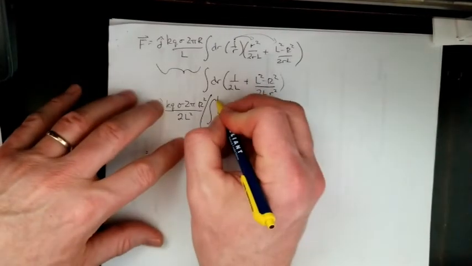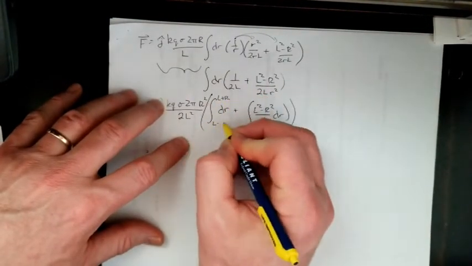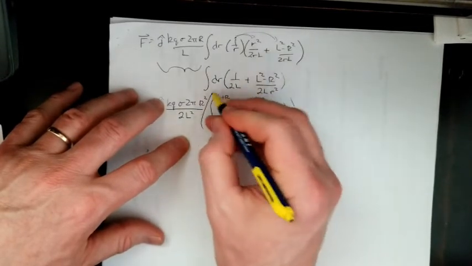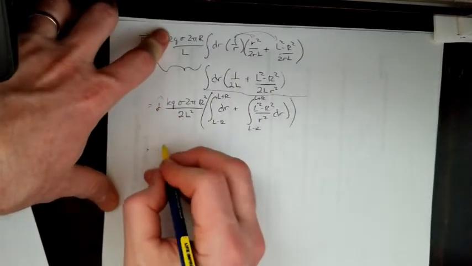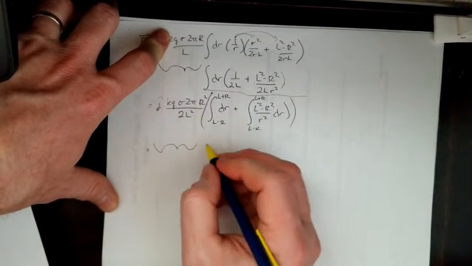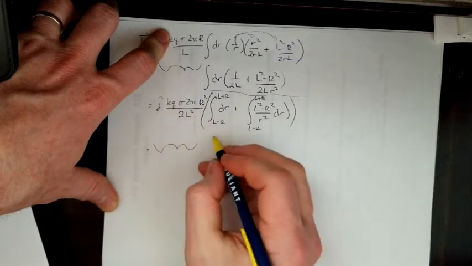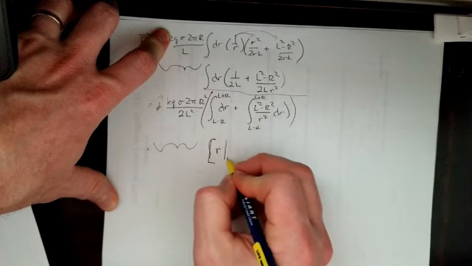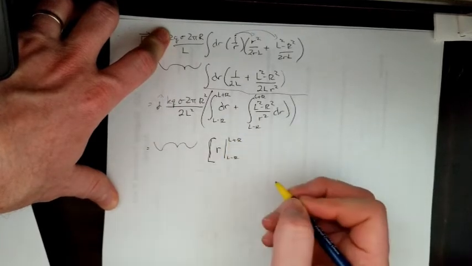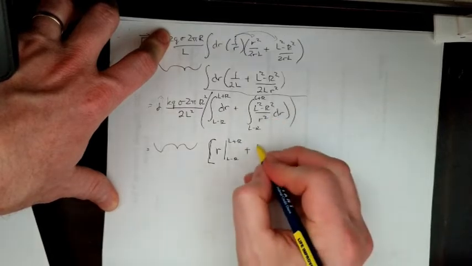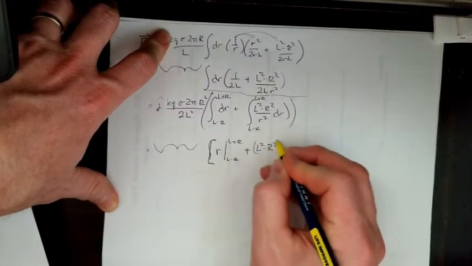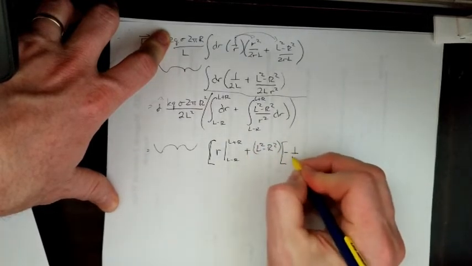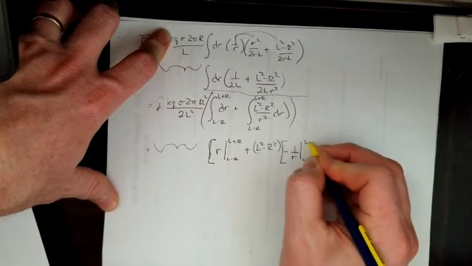And so this goes from L minus r to L plus r. Now we integrate. So I have this whole thing up front and I'm integrating that. So this becomes r from L minus r to L plus r, plus over here, I have L squared minus big R squared times negative 1 over r from L minus r to L plus r.